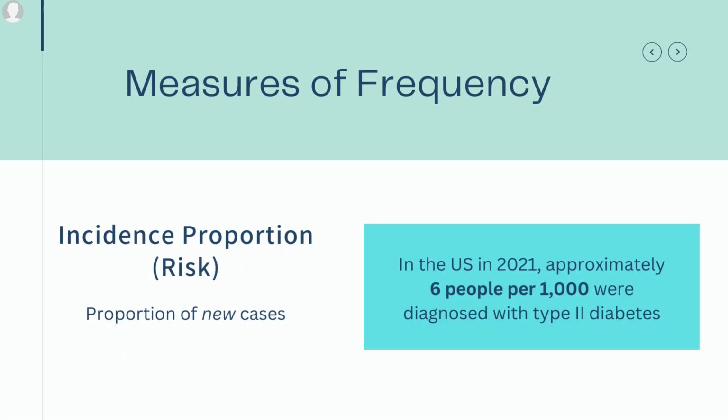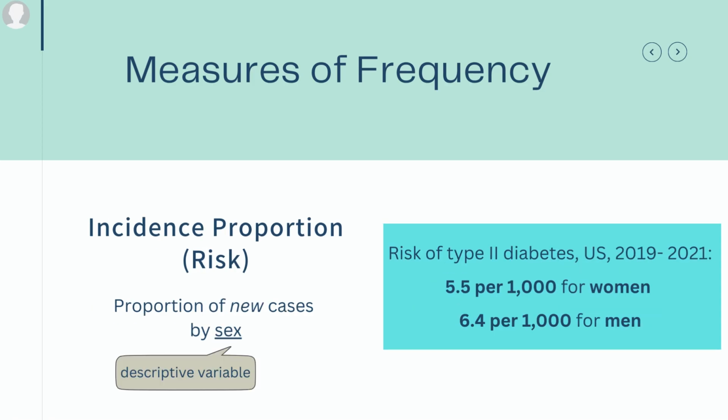The second measure is incidence proportion, also called risk. This is the proportion of new cases of disease that occur within a given time period. It is usually expressed per multiple of 10, such as 10, 1,000, 100,000, or 1 million. The incidence or risk of diabetes in the US in 2021 was approximately 6 per 1,000. This means that 6 out of every 1,000 people were newly diagnosed with diabetes in 2021.